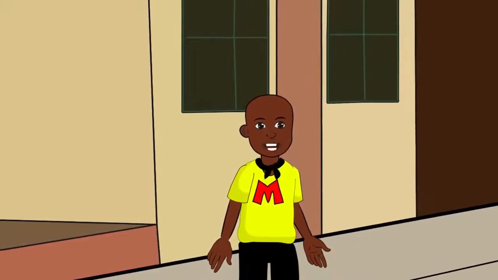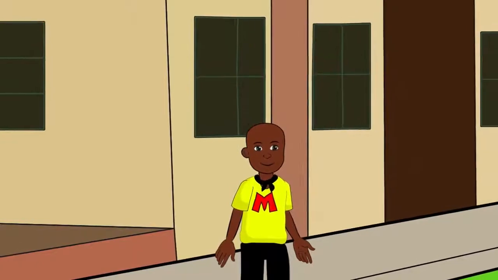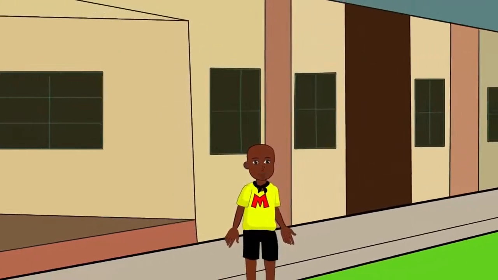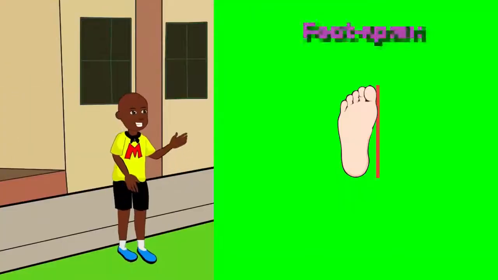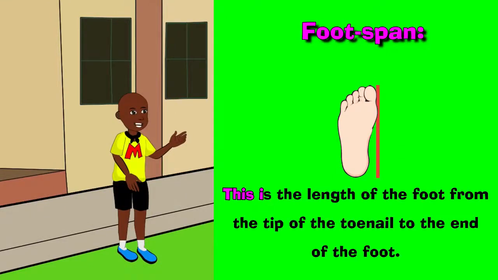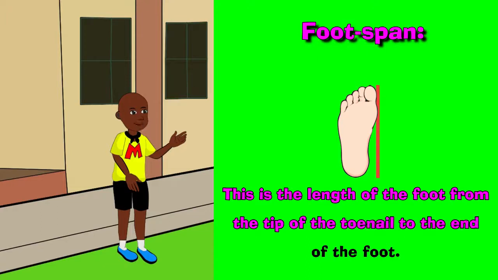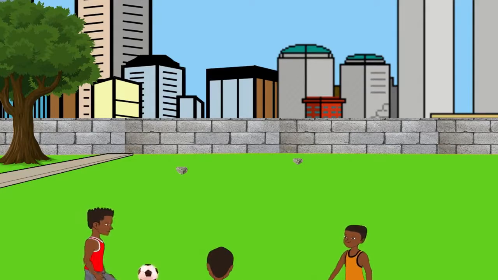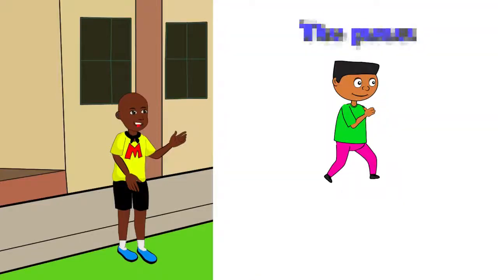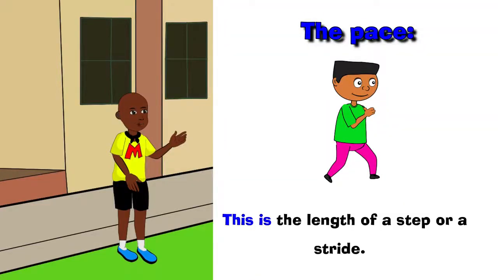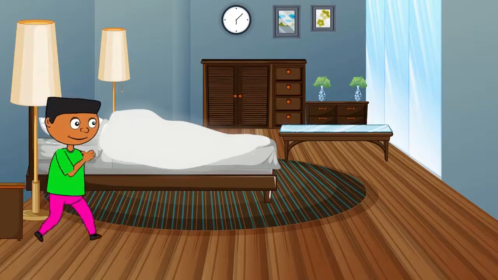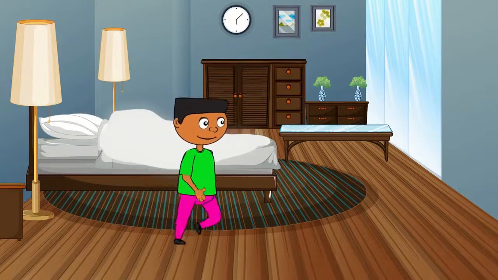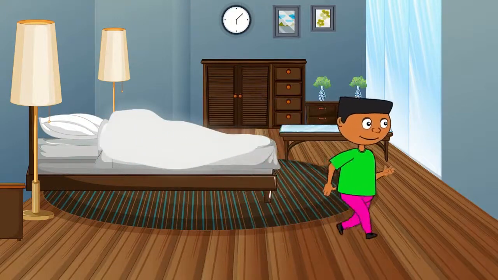The following are some of the units of measuring length with the natural or non-standard way. The foot span. This is the length of the foot, from the tip of the toenail to the end of the foot. Just like I used for my goalpost. The pace. This is the length of a step or a stride. Look, Ade is measuring the length of his room using the natural unit called the pace.